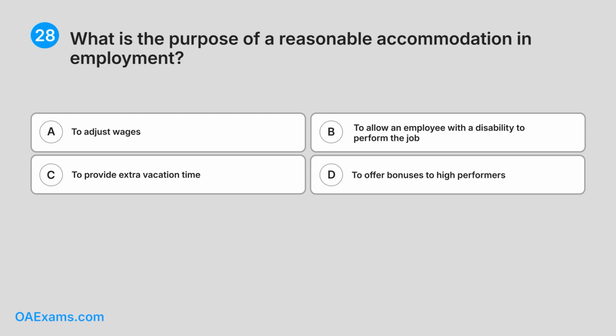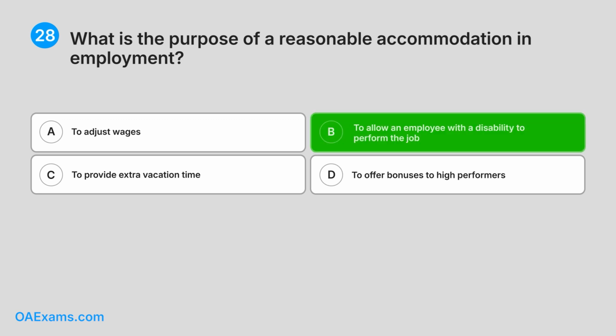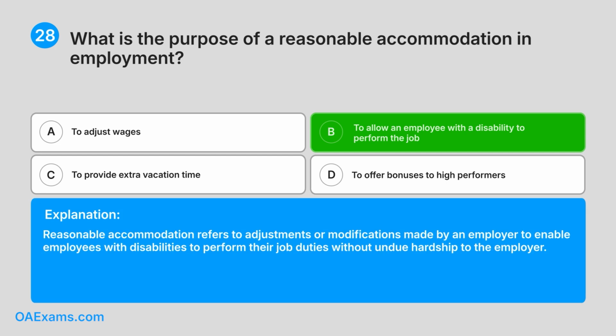Correct answer. B. To allow an employee with a disability to perform the job. Explanation. Reasonable accommodation refers to adjustments or modifications made by an employer to enable employees with disabilities to perform their job duties without undue hardship to the employer.